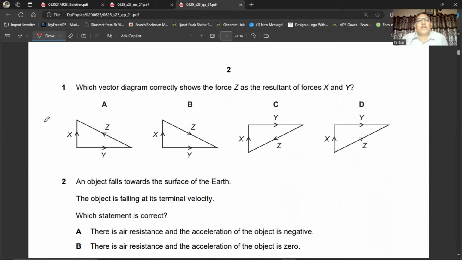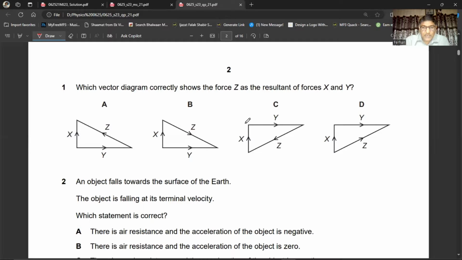Question number 1, which vector diagram correctly shows the force Z as the resultant of forces X and Y? You see these two forces, X and Y, we want to find out their resultant, and their tails are joined. When you join the tails of the two vectors, we use the parallelogram law. So this is not the parallelogram law. Here again, the tails of the two vectors to be added are joined, so we are supposed to use the parallelogram law. So we cannot use the triangular law here.